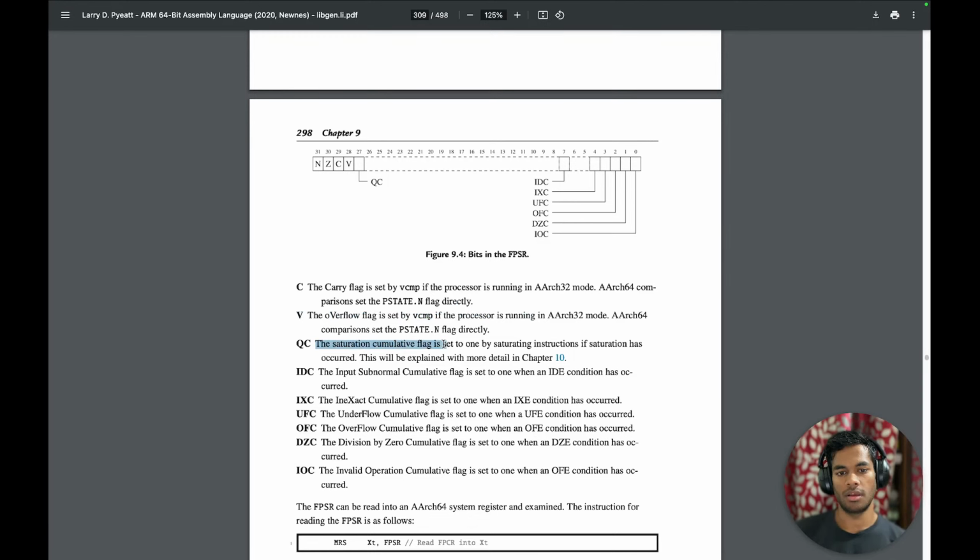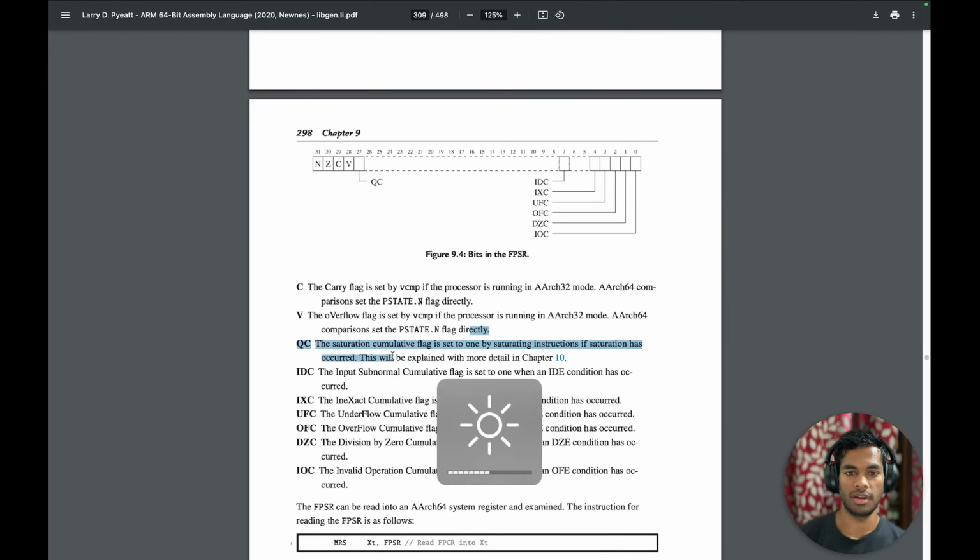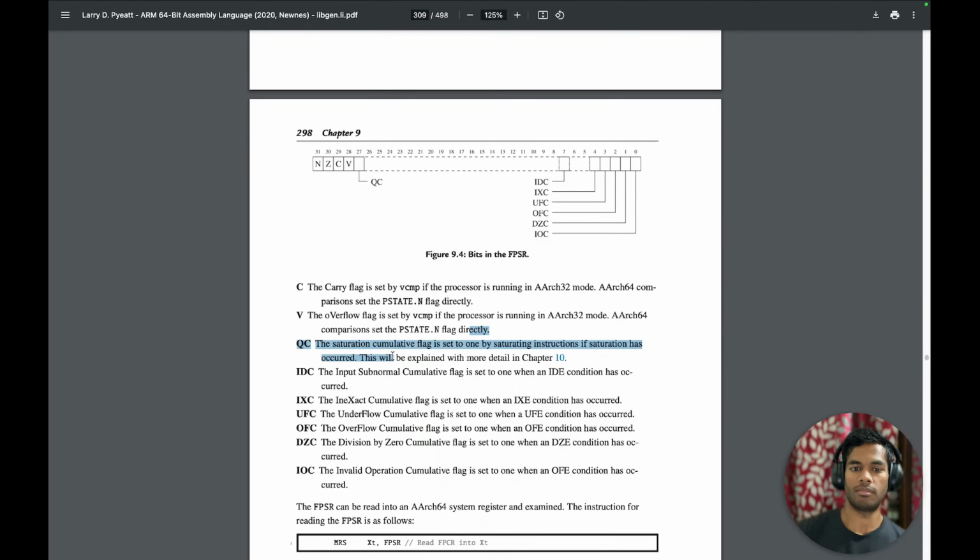QC, the saturation cumulative flag. The saturation cumulative flag is set to 1 by saturating instructions if saturation has occurred. This will be explained in more detail in chapter 10. I hope it does.